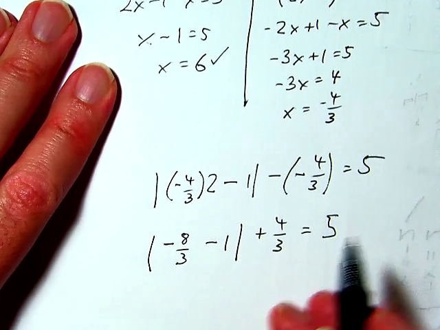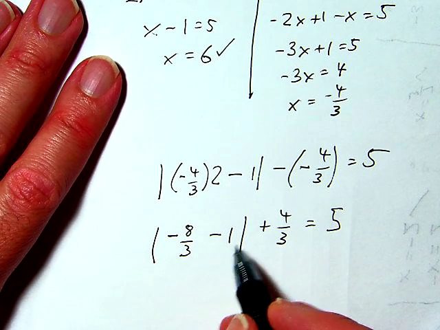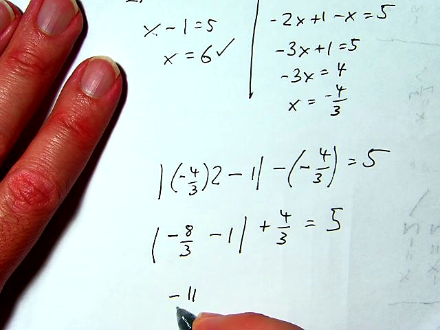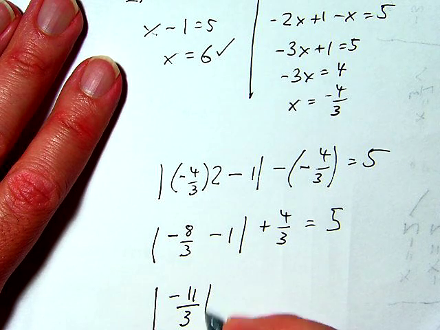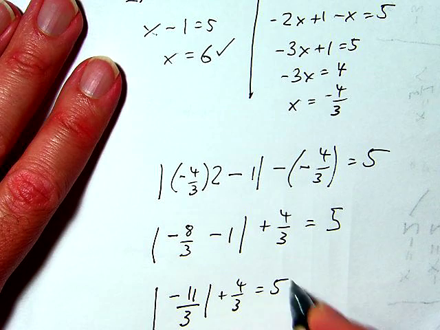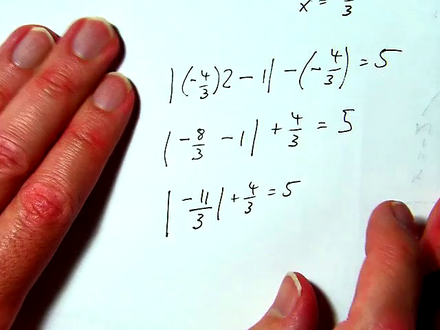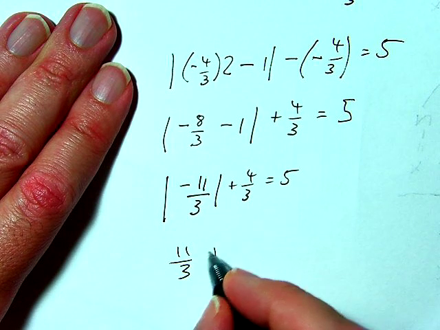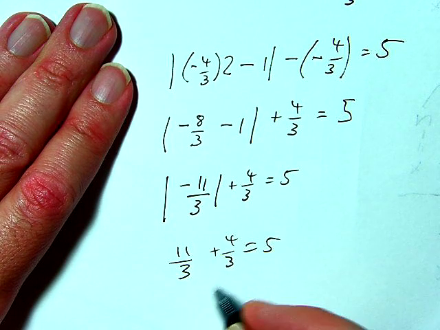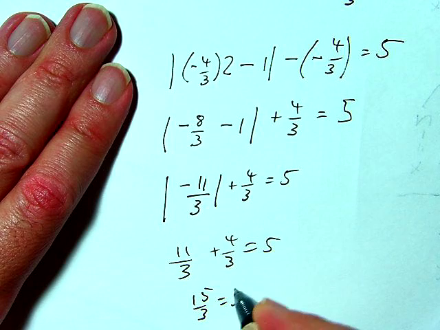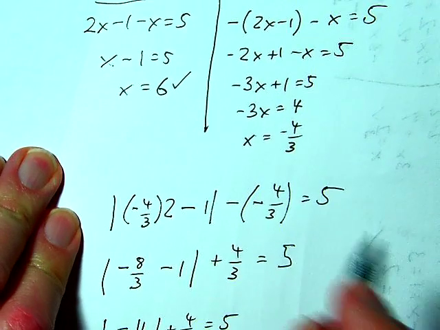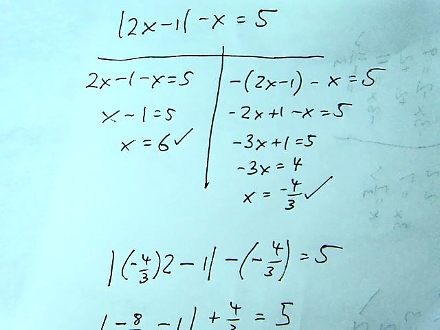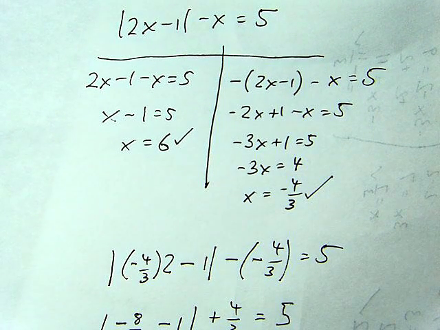Okay, let's keep on going. Negative 8/3 minus 1. Well, 1 is 3/3, so this would be negative 11/3, right? Negative 11/3 absolute value plus 4/3 equals 5. What is the absolute value of negative 11/3? It would just be 11/3. So 11/3 plus 4/3 equals 5. Is that true? 11/3 plus 4/3 is 15/3? Yes, it works. So x equals negative 4/3 is also a solution. Here's an example where, once again, both of the candidate solutions are actually true solutions.